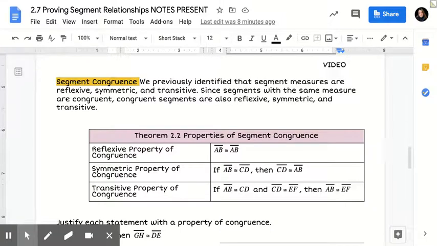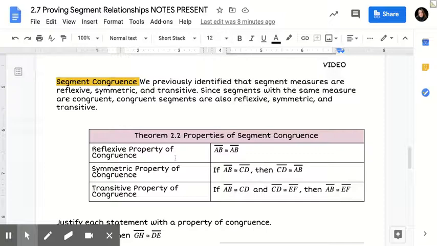We're going to look at segment congruence now. So previously we identified that segment measures are reflexive, symmetric, and transitive. Since segments with the same measure are congruent, congruent segments also have those properties: reflexive, symmetric, and transitive. So a quick review on that one.